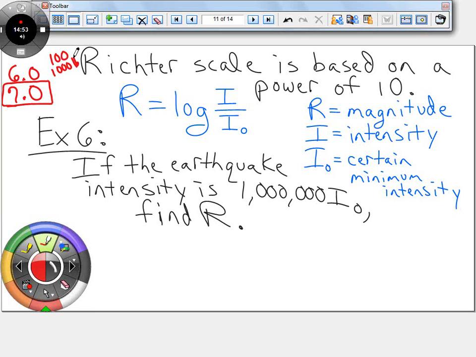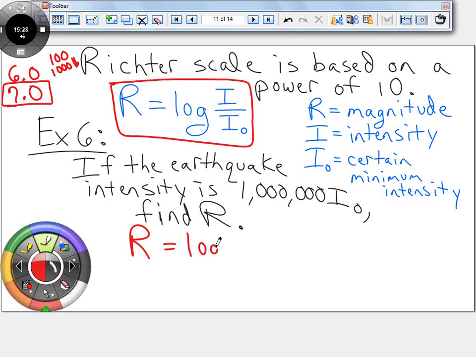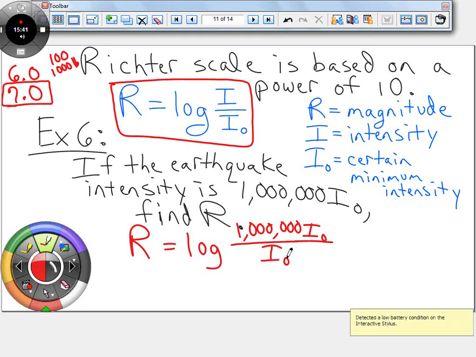All right, so on to this problem. We use this little equation. It says R equals log of I over I sub O. I sub O, I guess, is a certain minimum intensity, the least amount of intensity that you can actually detect with their monitors. So let's say an earthquake intensity is 1 million times the least amount of detectability. So we would say R equals, we're trying to figure out the magnitude on the Richter scale then. So we would say log, and then for the I, we would just plug in 1 million I sub O. And then for the I sub O, we just leave it I sub O.